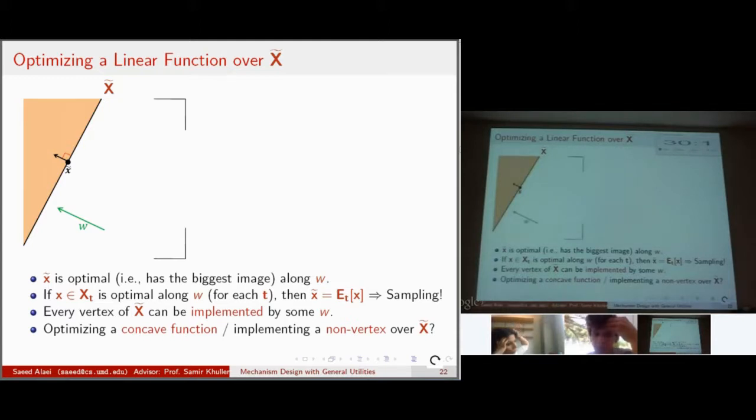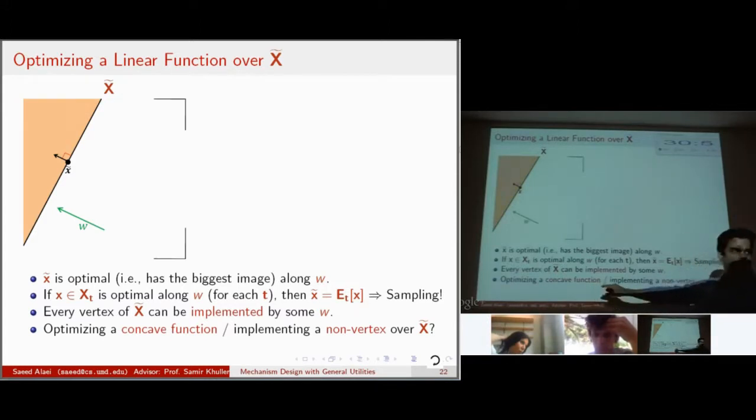So basically, we don't know what the polytope looks like. Basically, if we optimize, we find some point, and all we know is that the polytope cannot be to the other side of the separating hyperplane, which is orthogonal to that direction.